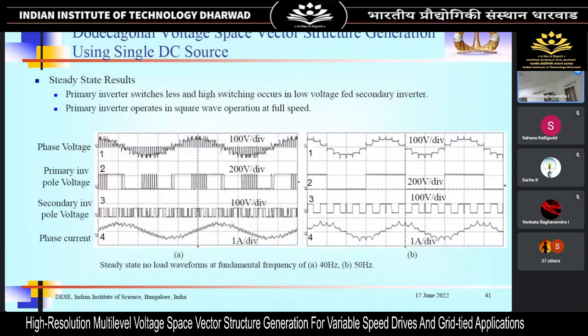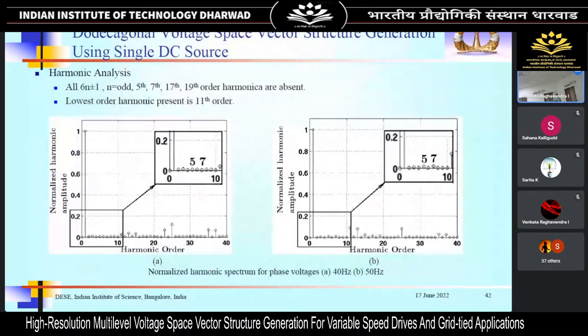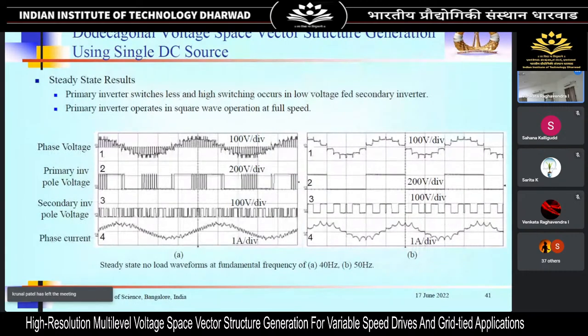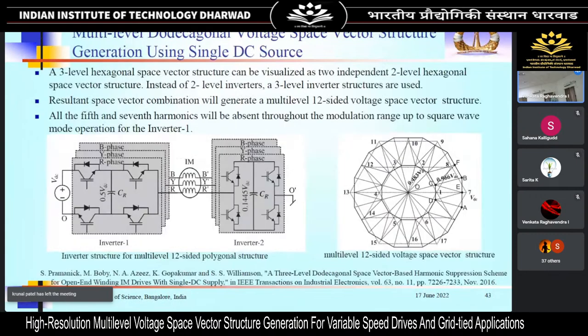The fifth and seventh order harmonics are absent throughout the mode vector. See, that's the thing. If you see, the fifth and seventh order are absent in the extreme consequent order, the next harmonics happen at 11 and 13. So that is far away from the fundamental, so harmonic content will be reduced. That's what it shows here. See, it's close to that's one idea. The outside of the polygon region.